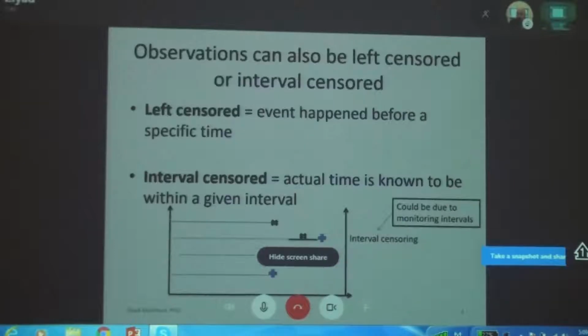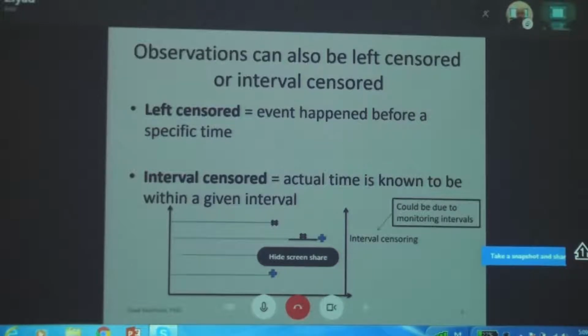So you can also have other types of censoring. In those other types, you might have what we call left censored data and interval censored data. Interval censored data could happen where the event happens between two follow-up visits, but you don't know exactly when in between, especially if the follow-up visits are far away from each other.